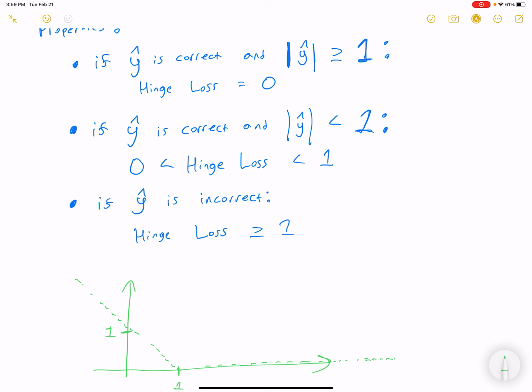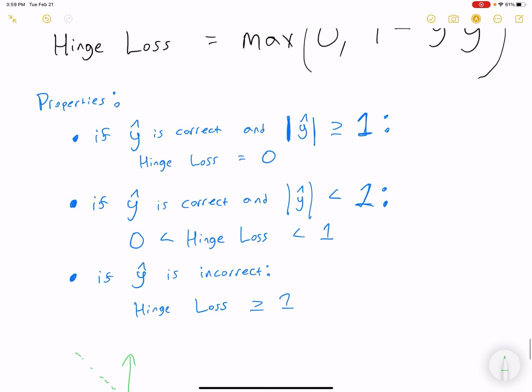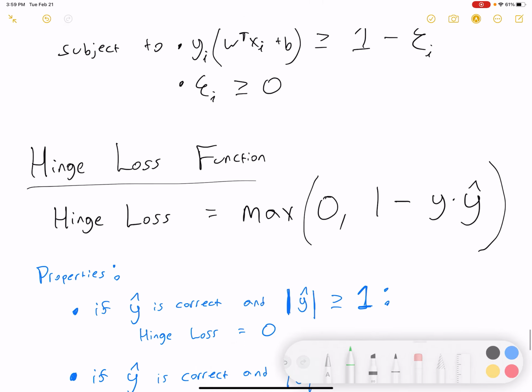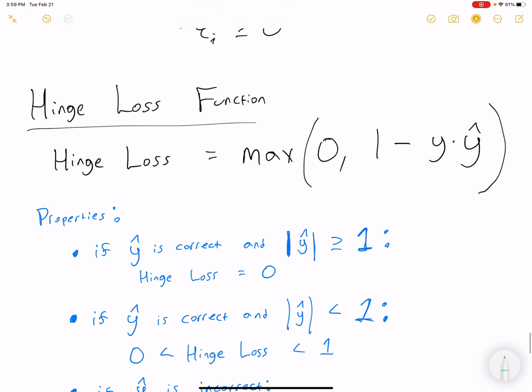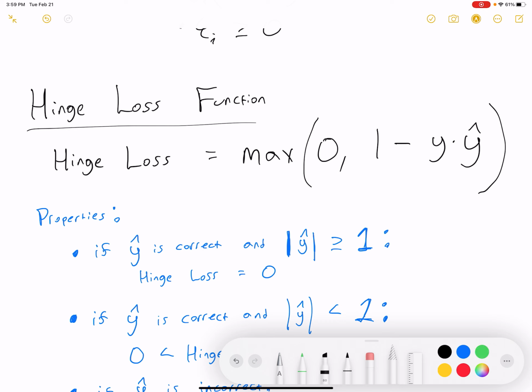What is y hat? Is it like a hyperparameter? Y hat's the predicted value, same notation as in homework 1. Y hat's the predicted value, y is the true value. Yeah, maybe let's write that out.